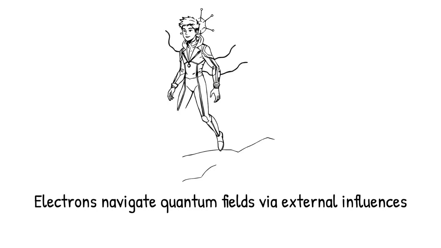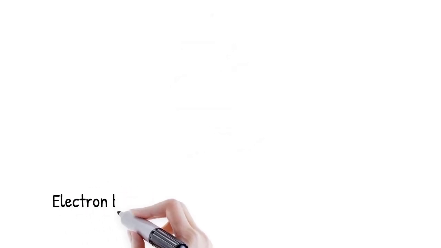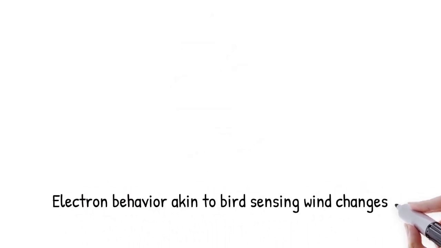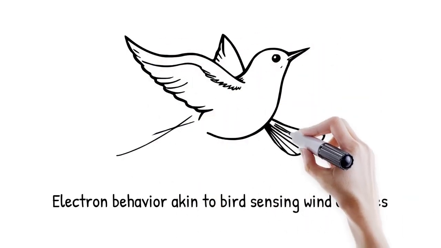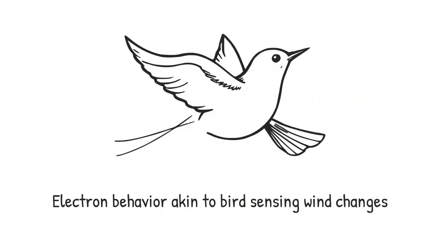In field-free regions, electrons still shift their interference fringes when exposed to enclosed magnetic flux. It's like a bird adjusting its path due to a subtle change in wind pressure, not because it was pushed, but because it sensed the potential.